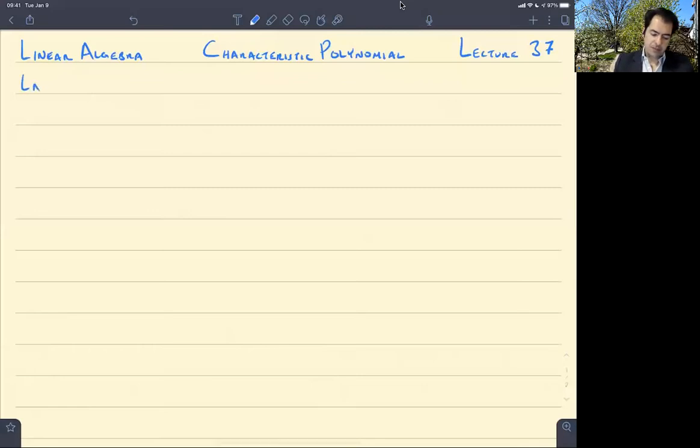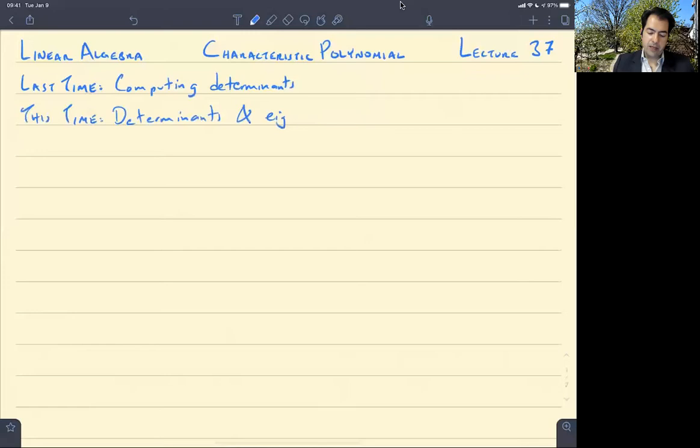Last time, we talked about how to go about computing determinants. This time, what we want to talk about is how determinants and eigenvalues are related.